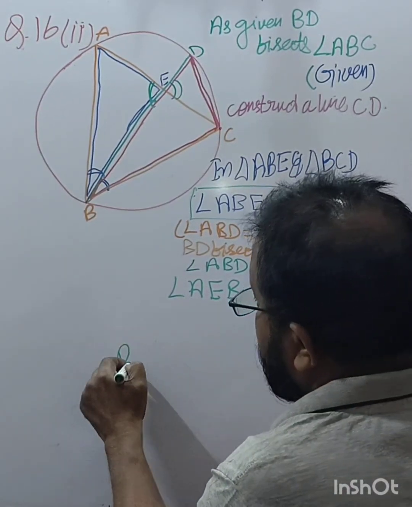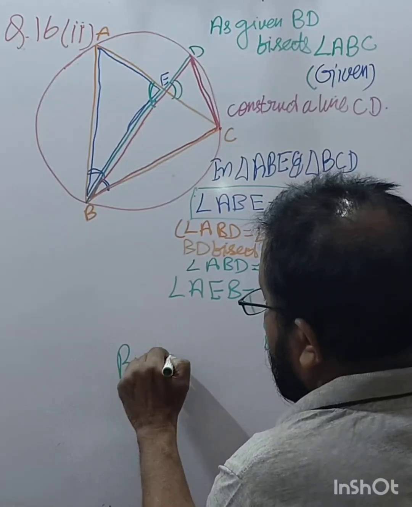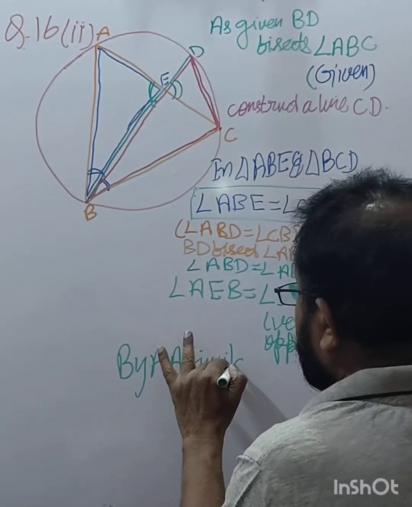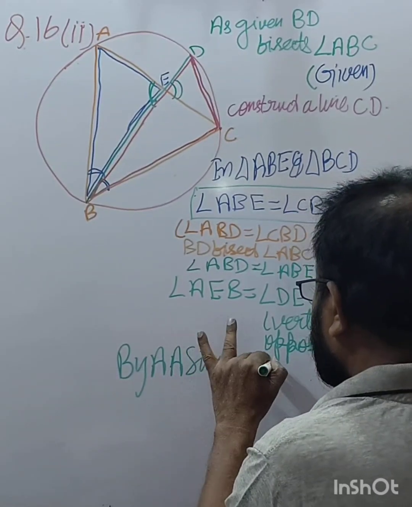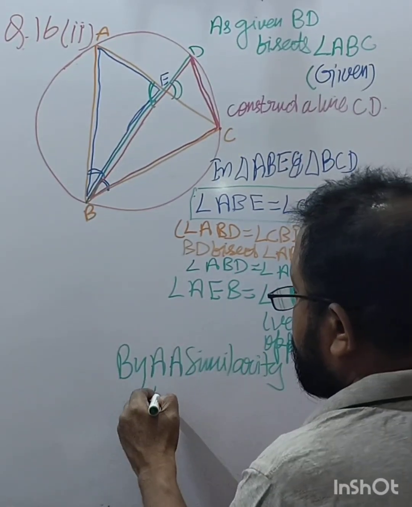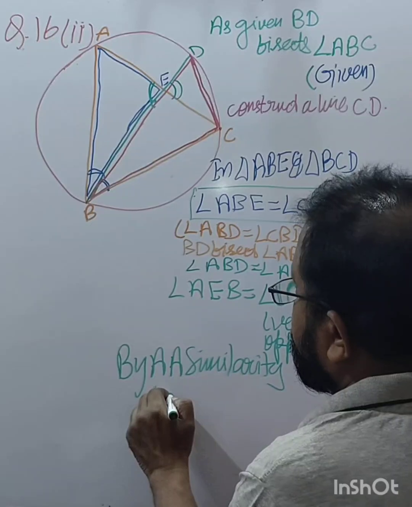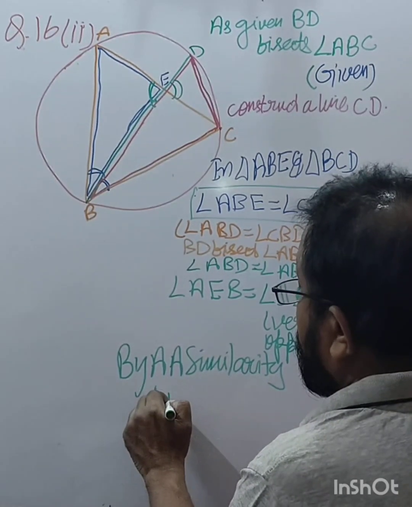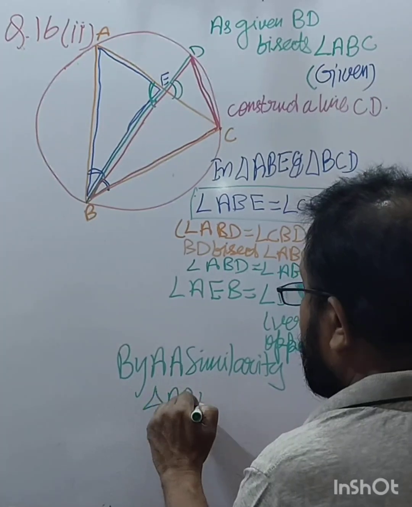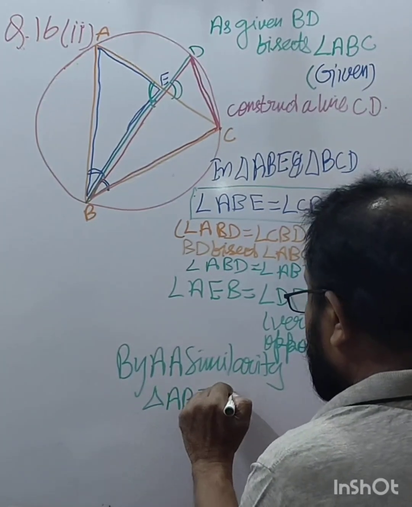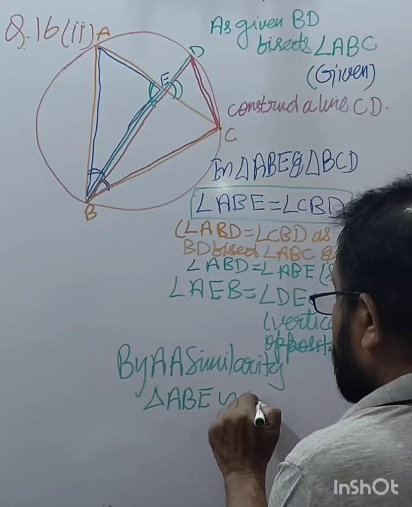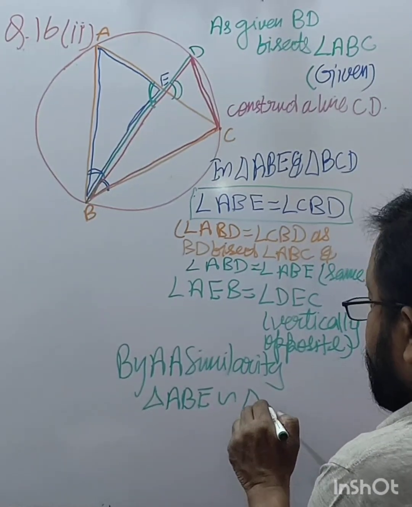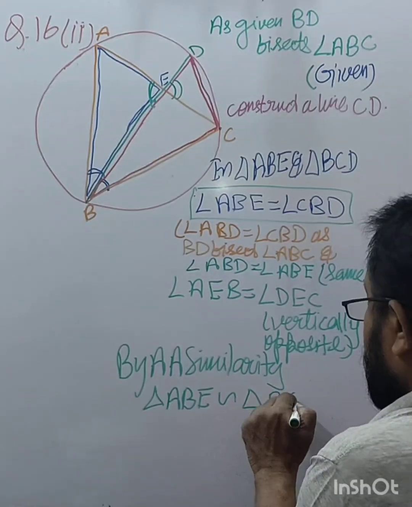So by similarity, triangle ABE is similar to triangle BCD.